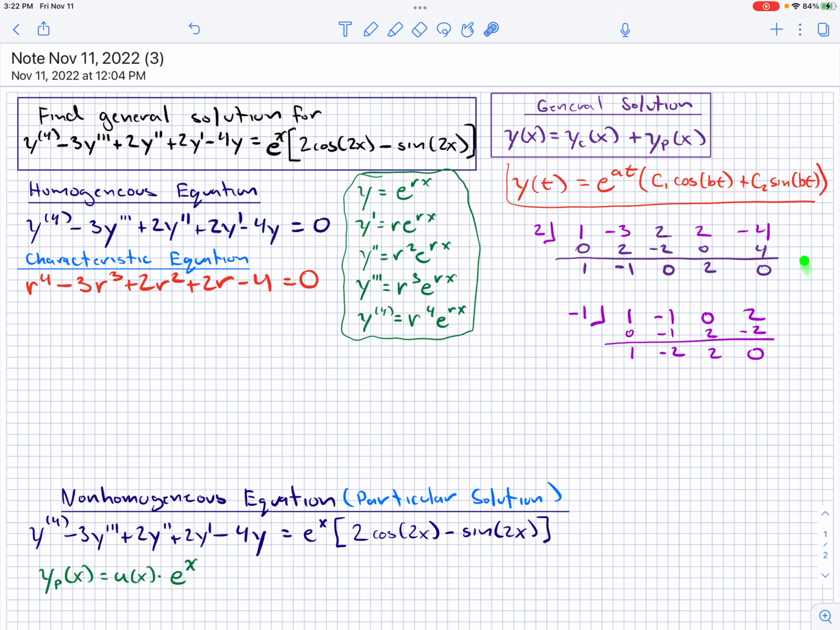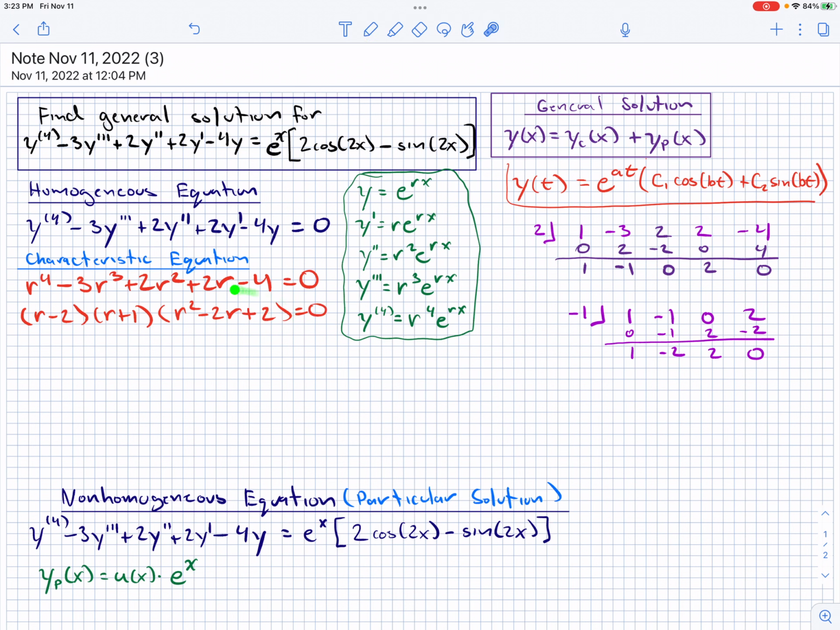Notice over here I wrote a couple of the synthetic division steps. This just tells us that we know r minus 2 is a factor, and we also know that r plus 1 is a factor. And that gives us the coefficients for the last factored term, which is going to be r squared minus 2r plus 2 being equal to 0.